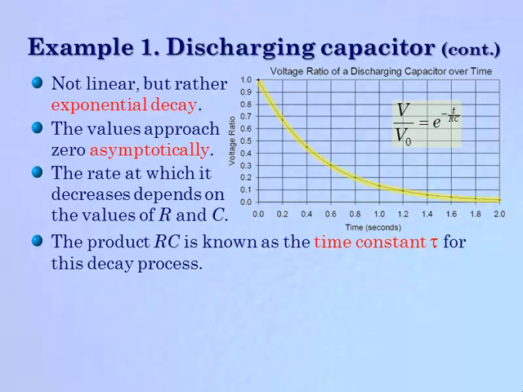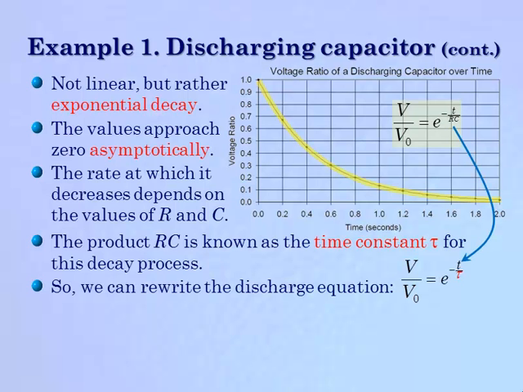Now, the product, RC, is known as the time constant, or tau, the Greek letter tau, T-A-U is the way that it's spelled. And we can rewrite the discharge equation using that tau, that product of RC. So V over V0 is equal to e raised to the minus t over tau power.